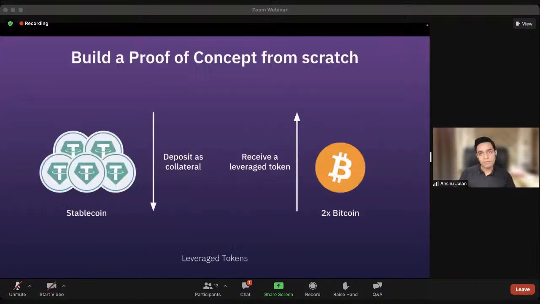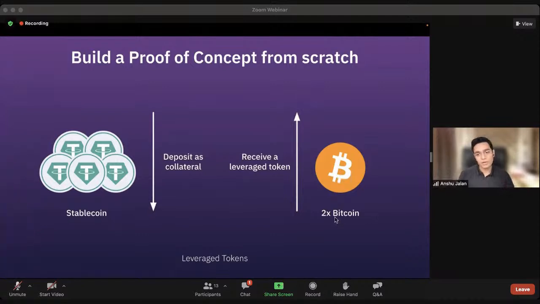And in here, you have two options. The first option is you can build something completely from scratch, a proof of concept, wherein you basically have a stablecoin like USDT, which is deposited as collateral, and you receive a leveraged token. So in a leveraged token, basically, if you have something like 2x Bitcoin, then if the price of Bitcoin is going up by $100 in the external world, then in this case, it will go up by $200. That's why it's 2x Bitcoin.